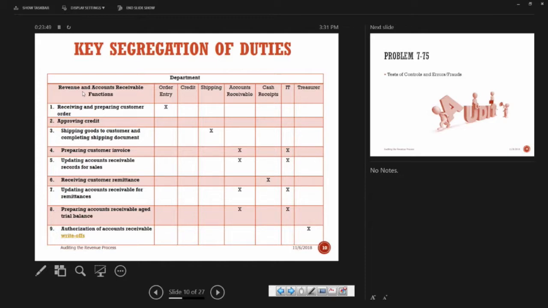Right. So you say somebody who has the custody of assets? Cash receipts, custody of assets. This person is going to receive the customer's remittance? Remittance, right. That's just the cash. Okay, but cash. So you cannot receive and prepare the orders if it receives the cash.